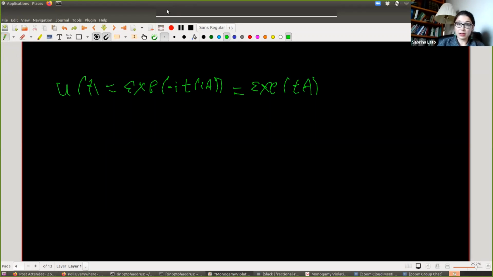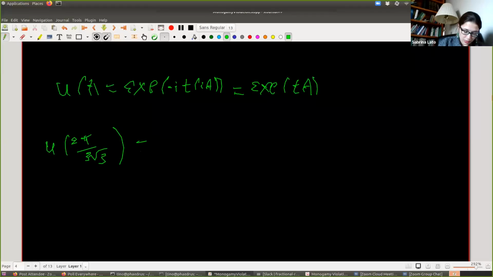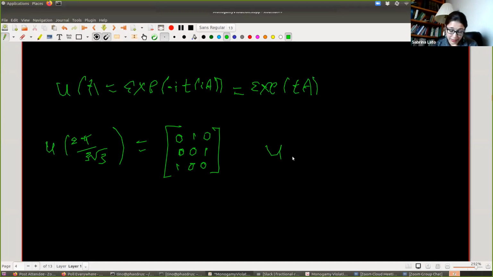So this is non-monogamous, because at time 2 pi over 3 root 3, the matrix looks like this. At twice that time.